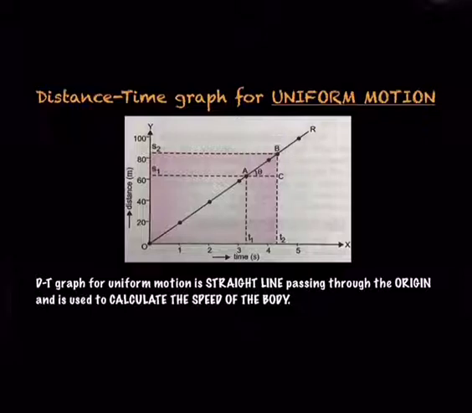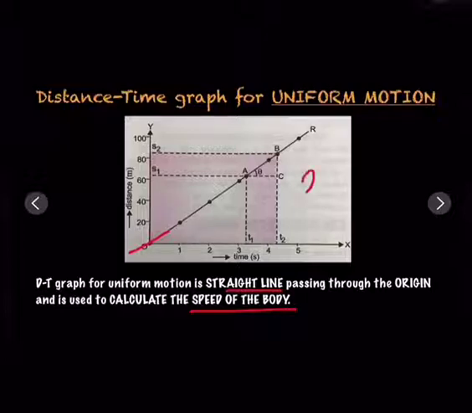And for uniform motion, the graph comes out to be a straight line passing through the origin, and it is also used to calculate the speed of the body. And from the graph it is very much clear that the body is moving with a uniform speed of 20 meter per second.